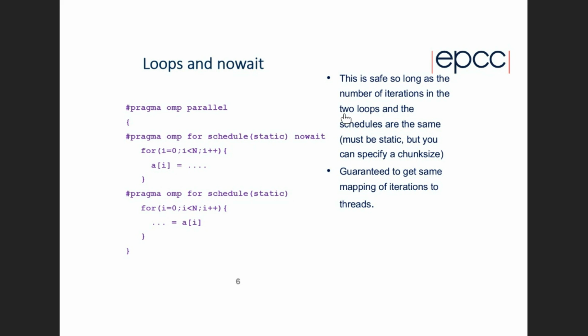As long as the number of iterations in the loops is the same, and the schedules are the same, and they must be static, but you can specify a chunk size. So either static or static with a chunk size is okay. In that case, you are guaranteed to get the same mapping of iterations to threads. And therefore, this case is safe to put the nowait on here. So as soon as a thread has finished its subset of iterations for this loop, it can go straight ahead and execute in this loop without waiting for the other threads.